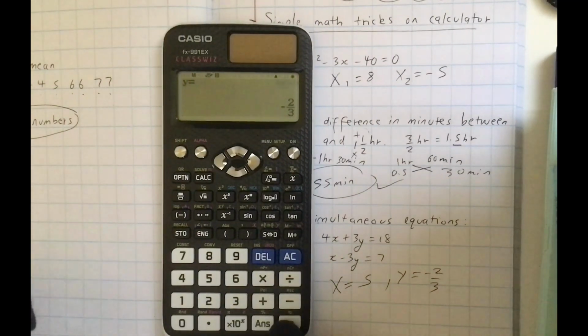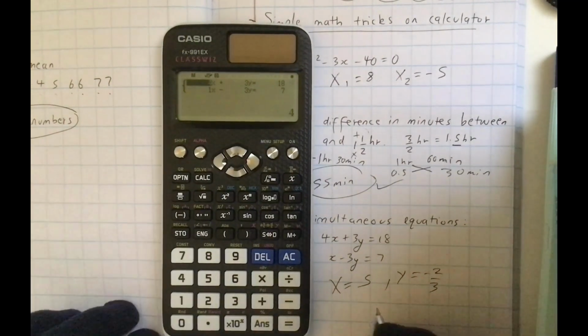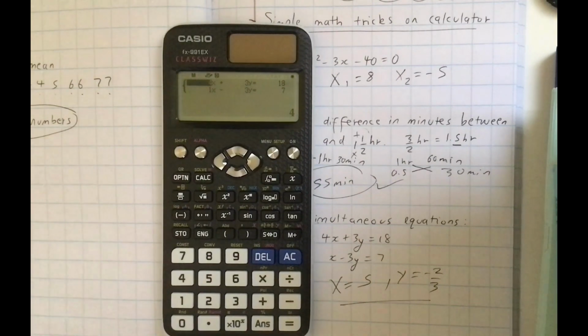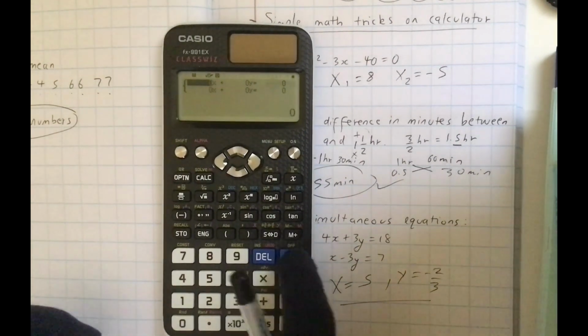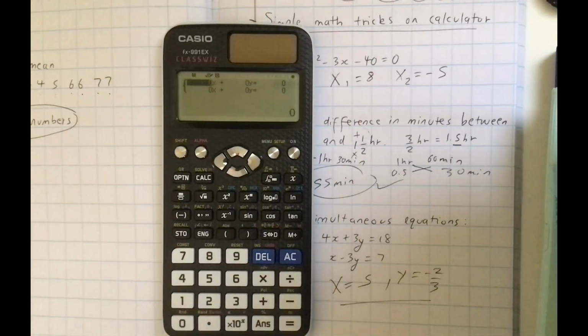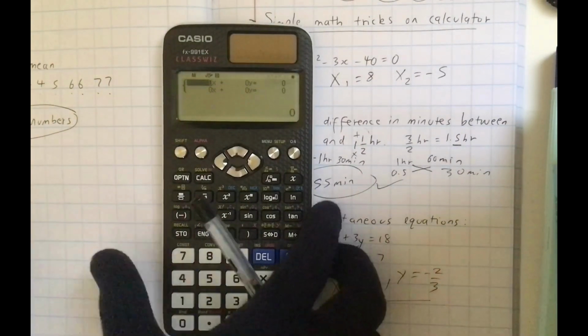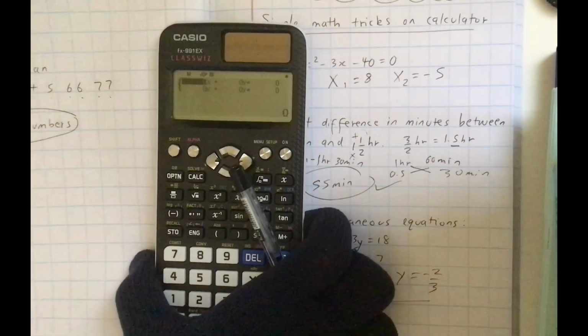Anything else they are giving us? That's it. So these are your answers. X equals 5, y equals minus 2 by 3. Alright, straightforward and simple. Let's move on to the next question.